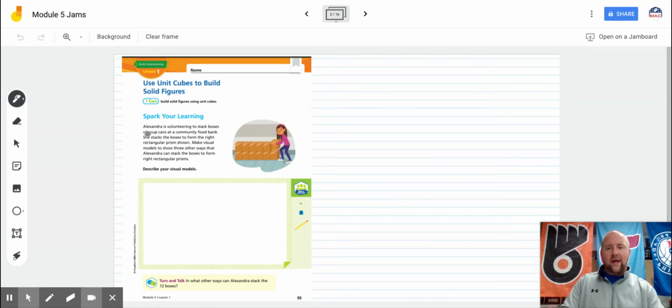Today we are working on Module 5, Lesson 1, which is using unit cubes to build solid figures. If you don't know what a unit cube is, just think of a cube that measures 1 unit by 1 unit by 1 unit. So what does that mean? Let's look at a picture of a cube.